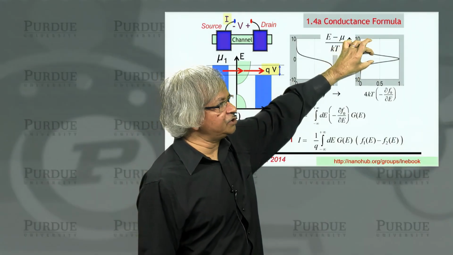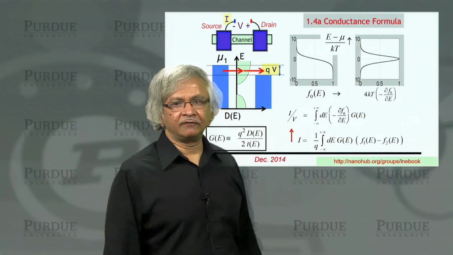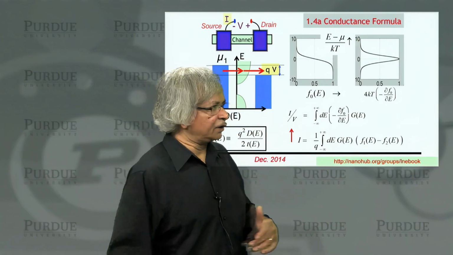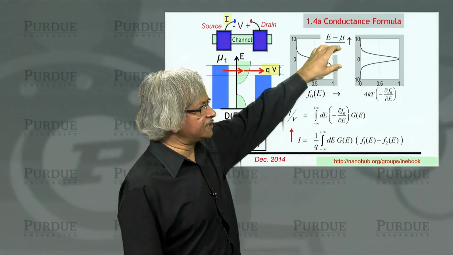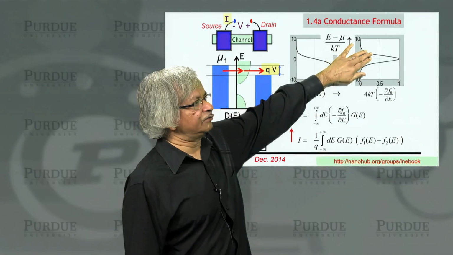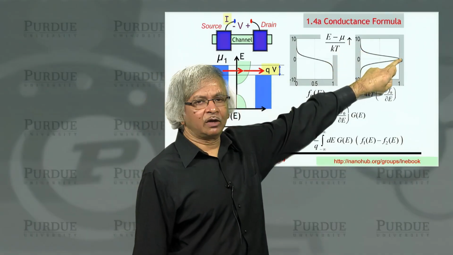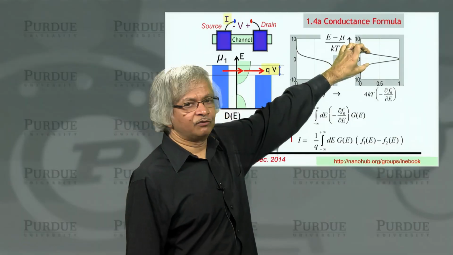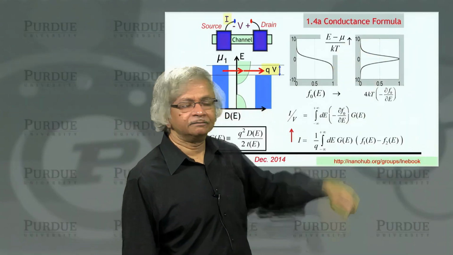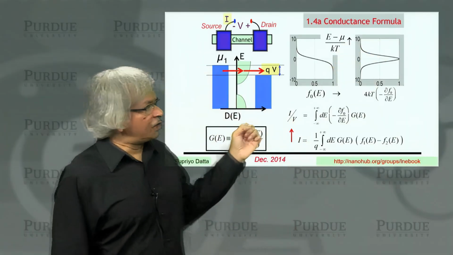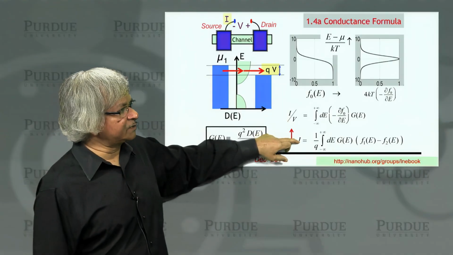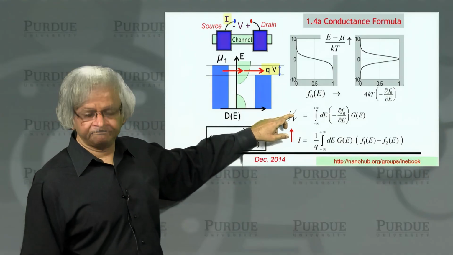And the range over which it goes to 0 is roughly 4 kT. In fact, what we'll show later is that the area under this curve is actually 1. So roughly speaking, you can think of it as if the peak is 1 over 4 kT, the width is 4 kT, and so the area is about 1. Now, how do I get from this current expression to this conductance expression?